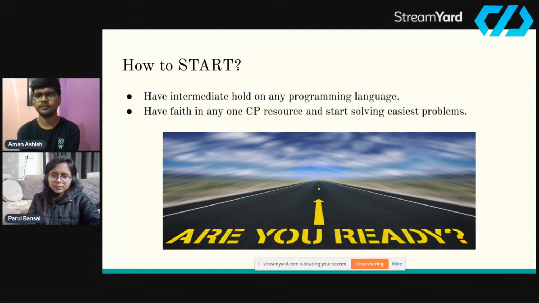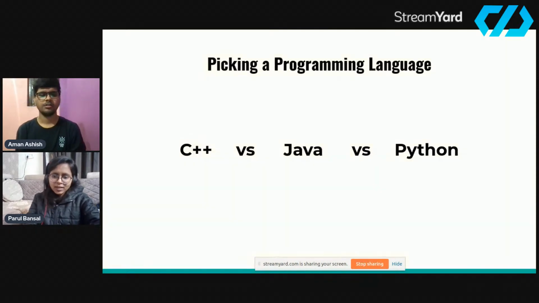Which language is best, which platform is best, we'll have an entire section dedicated to it. Yes. So Aman will tell you about the languages.